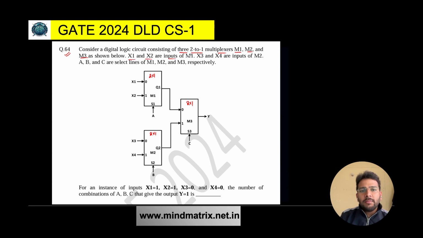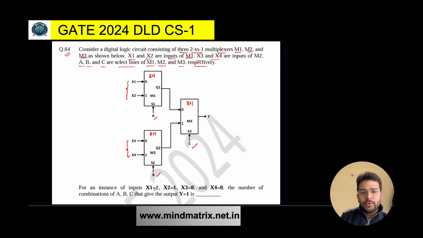X1 and X2 are the inputs of M1. So these are the inputs of M1. X3 and X4 are inputs for M2. These two are the inputs for M2. A, B, C are the select lines of M1, M2, M3 respectively. So this is the select line for M1, B is the select line for M2, and C is the select line for M3. So this is given to us.